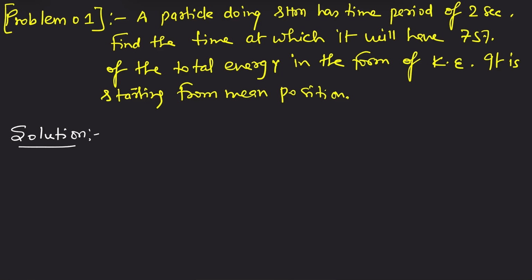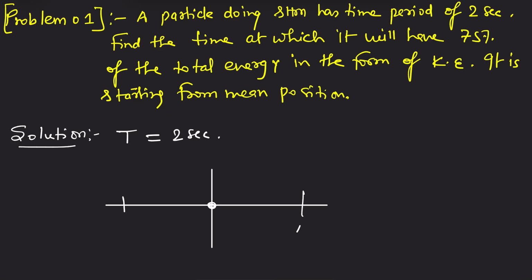So, guys, what is said here in the question? A particle is doing SHM, has a time period of what? 2 seconds. So T is given as 2 seconds. And find the time at which it will have 75% of the total energy in the form of kinetic energy. So let's say, suppose this is our particle right now here, and this is our plus A and this is our minus A, and let's assume that the particle is moving in the positive direction. Not a problem.